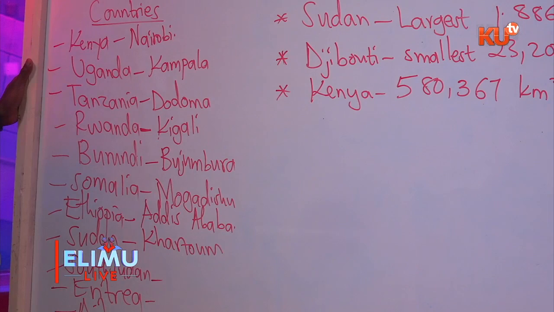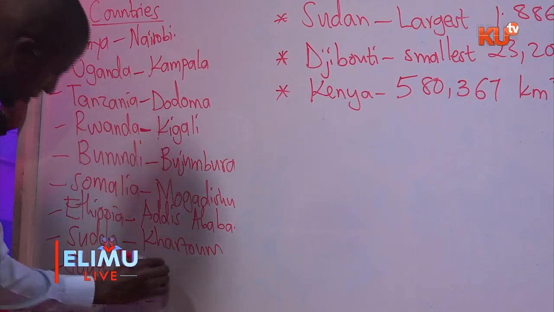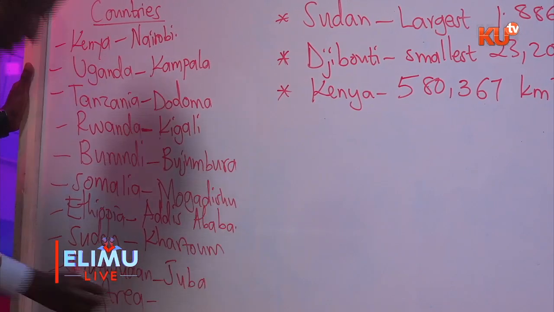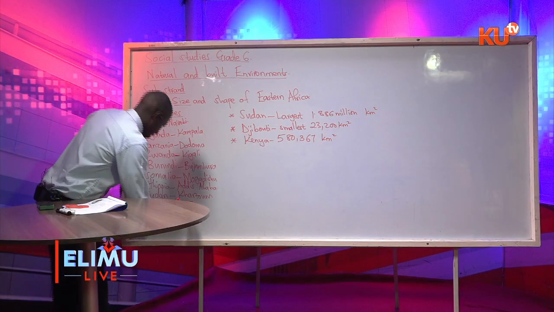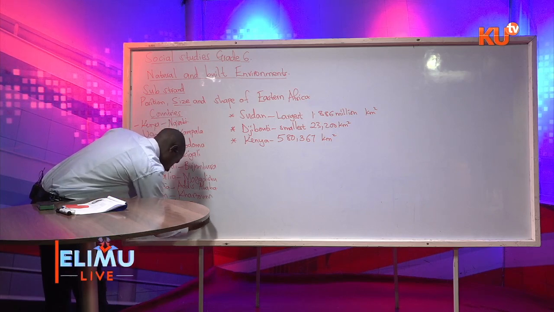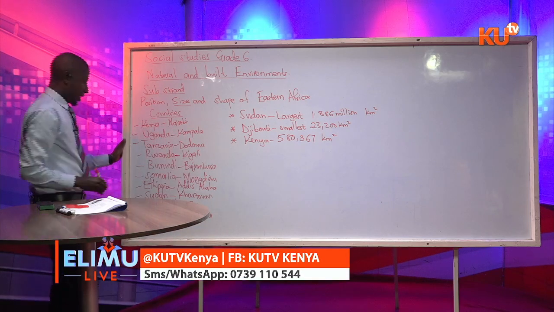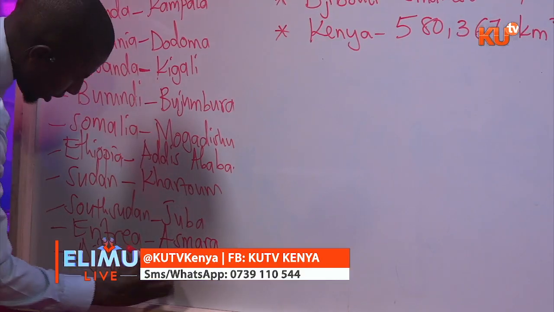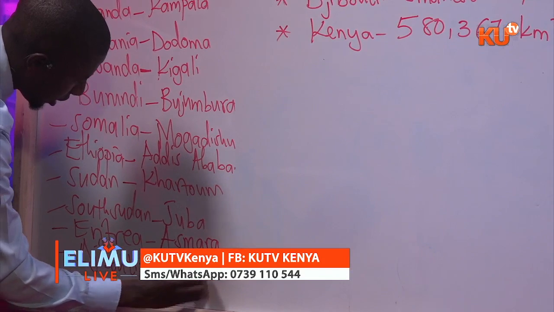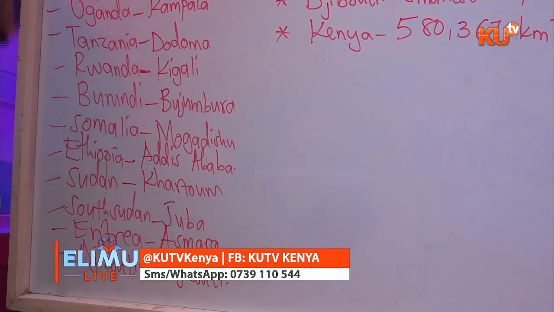Then the capital city of South Sudan is Juba. The capital city of Eritrea, my dear students, is Asmara. And the capital city of Djibouti is Djibouti. So the capital of Djibouti is just called Djibouti, just like the country. Those are the capital cities of the 11 countries that make up the East African region.